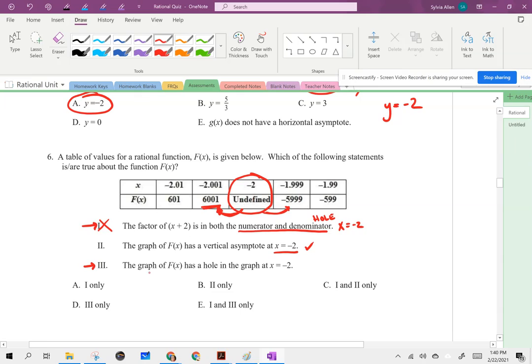Now let's take a look at 3. It says it has a hole at x equals -2. Well, we just established that it doesn't have a hole there. So it's going to be Roman numeral 2 only. So that's going to be B.